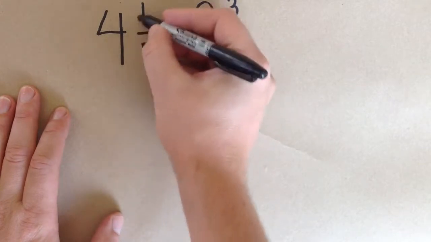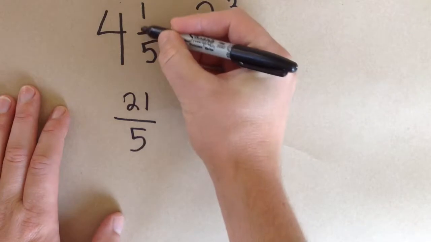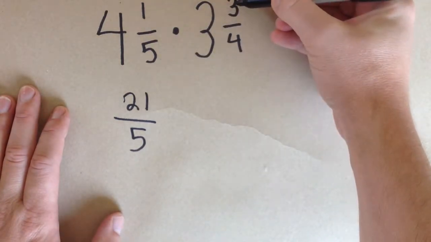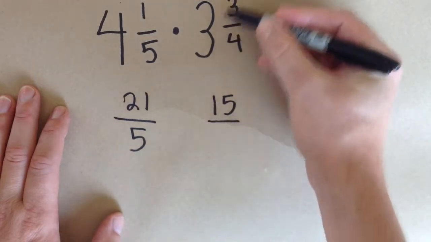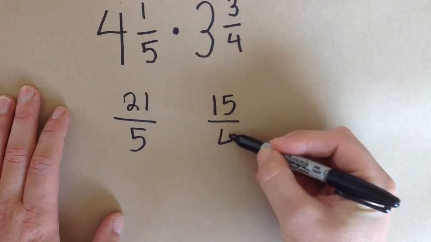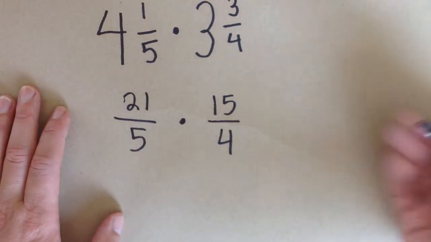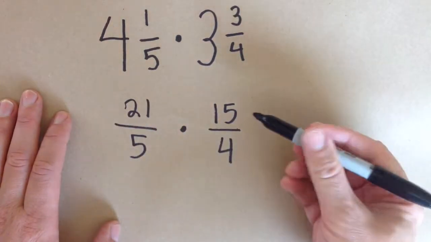5 times 4 is 20, plus 1 is 21. So I have 21/5 for 4 and 1/5. 3 times 4 is 12, plus 3 is 15. So 3 and 3/4 is also equivalent to 15/4. Now I can multiply these instead of my mixed numbers above. I have improper fractions which I can multiply.